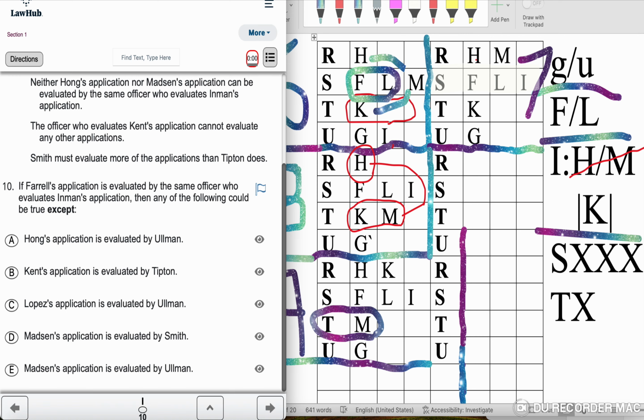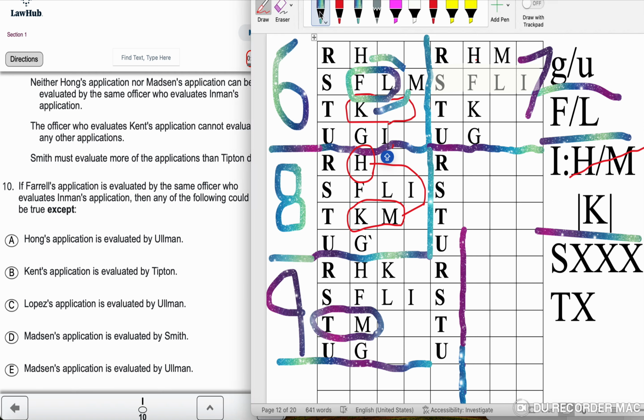Question 10, if F application is evaluated by the same officer who evaluates I application, then which of the following could be true except. So we want to see where F application is evaluated by the same officer as I. So we're looking for F and I. And we see that this world has F and I. If you guys don't see it, I'm going to circle it. And this world also has F and I. I'm going to go ahead and put a check next to it, showing the F and I. This world has F and I too as well.